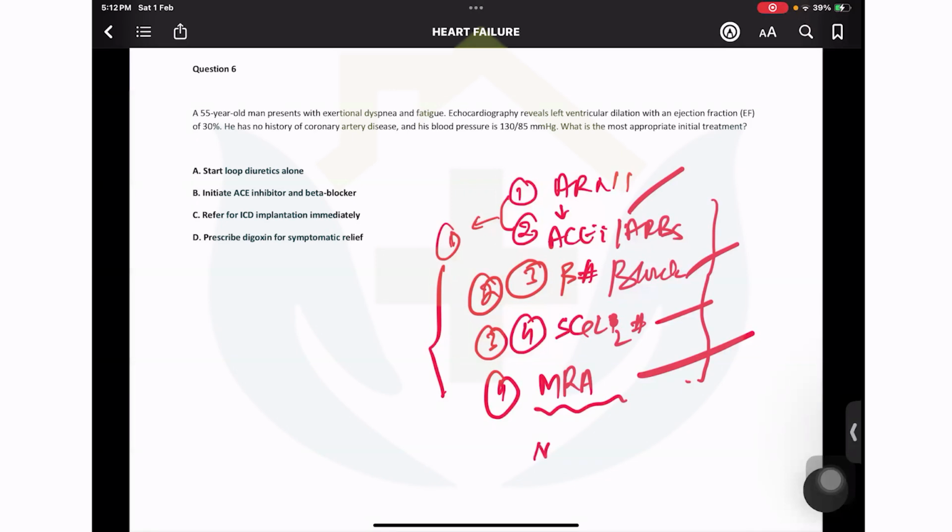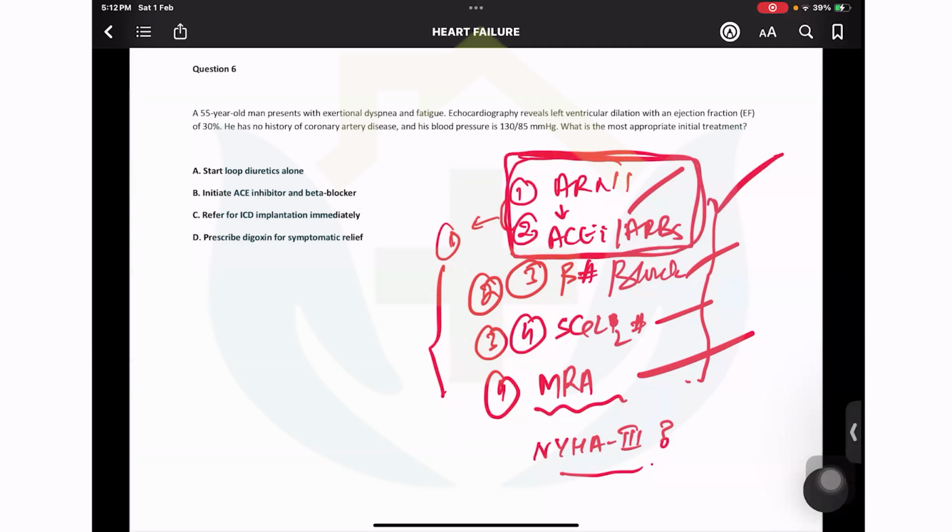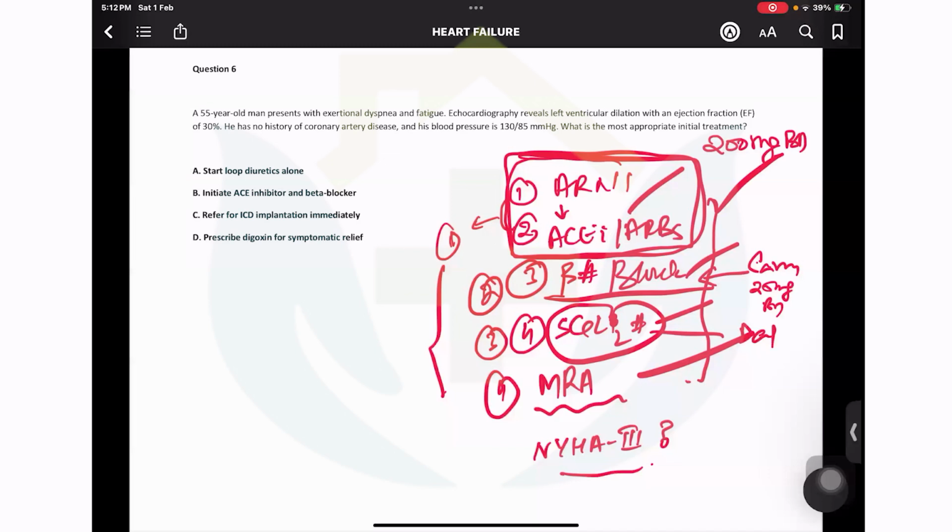Now this patient continues to stay NYHA class 3. What next? So we started this patient on ARNI, ACE inhibitor, or ARB, either of them, at a good dose, let us say Vymada 200 milligrams BD. The patient is on carvedilol 25 milligrams BD. SGLT2 inhibitor, let us say dapagliflozin, is at 10 milligrams once daily. And MRA, let us say Aldactone, is at 50 milligrams per day. So what am I going to do now? This patient is still NYHA class 3.